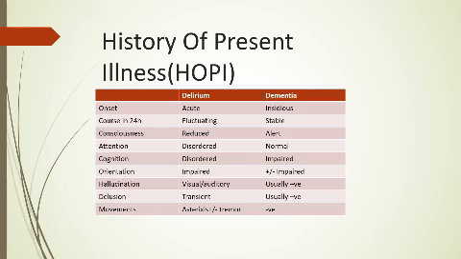The other is consciousness. In a delirium patient, it's reduced, and the dementia patient is alert. For hallucination, the delirium patient has visual or auditory hallucinations, and in the dementia patient it's usually absent. The same for delusion: the delirium patient has a transient delusion, and in the dementia patient it's usually absent.